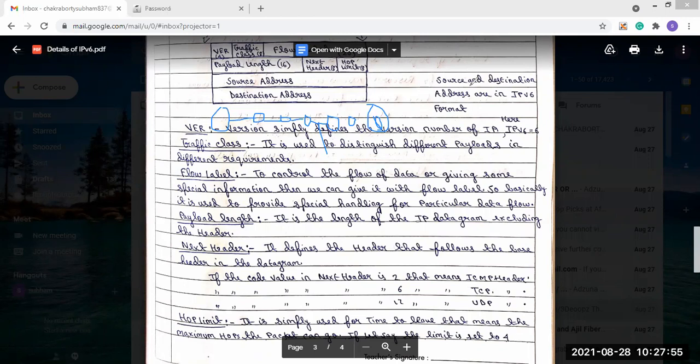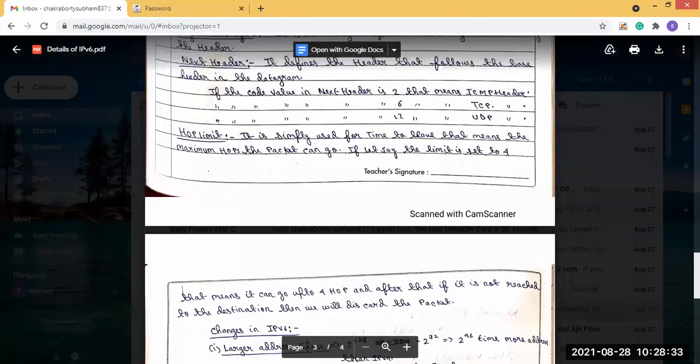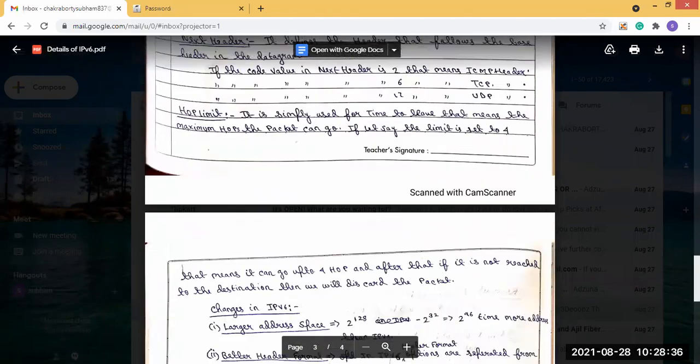So this field is simply the time to live, the maximum number of hops the packet can go. The source address and the destination address are already known to you: the IP address used by the source and the IP address used by the destination. These two fields define them. So this is all about the packet format used in IPv6.